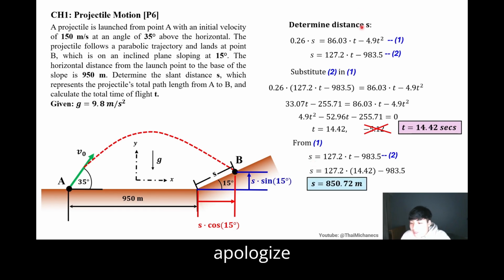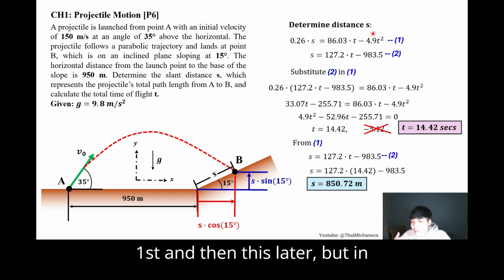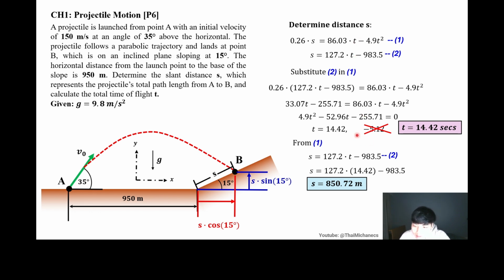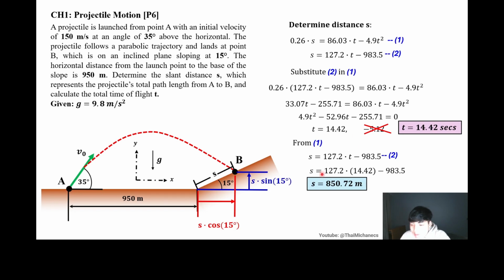I apologize for the confusion in this. I meant to say that I determine the time first and then the distance later. But in any case, we obtain the flight time of 14 seconds and an inclined distance of 850 meters. So that will conclude this question.